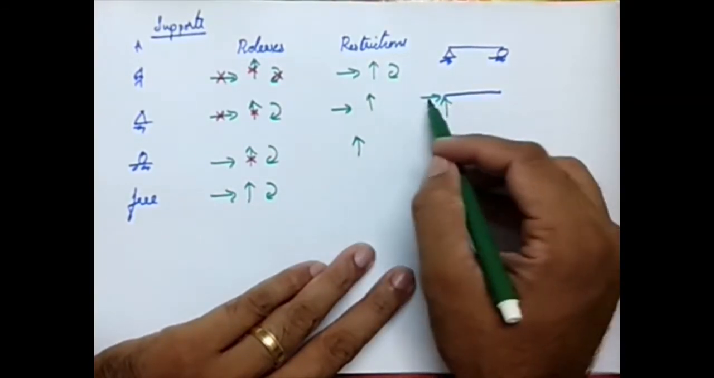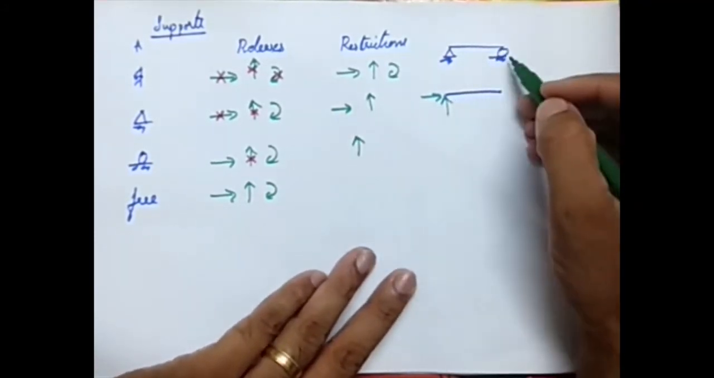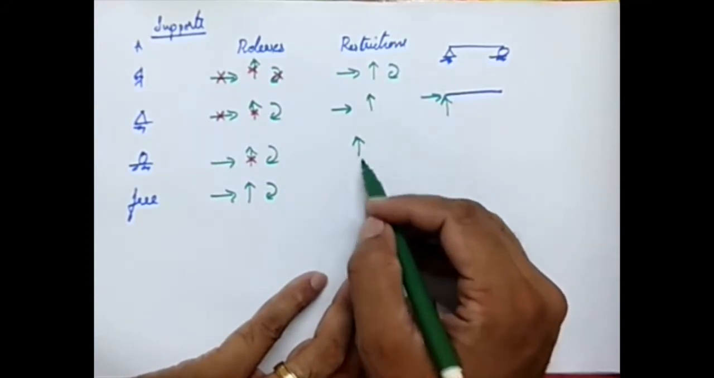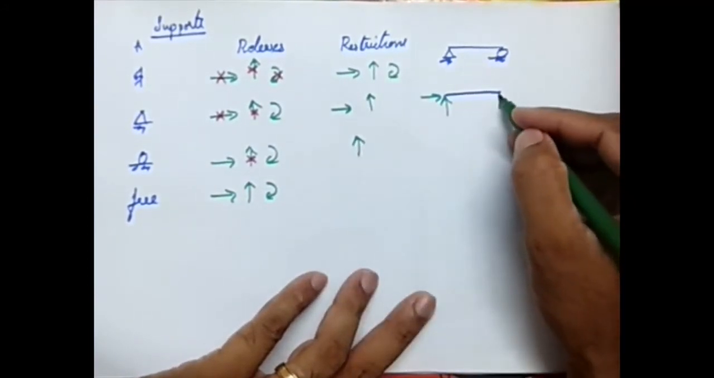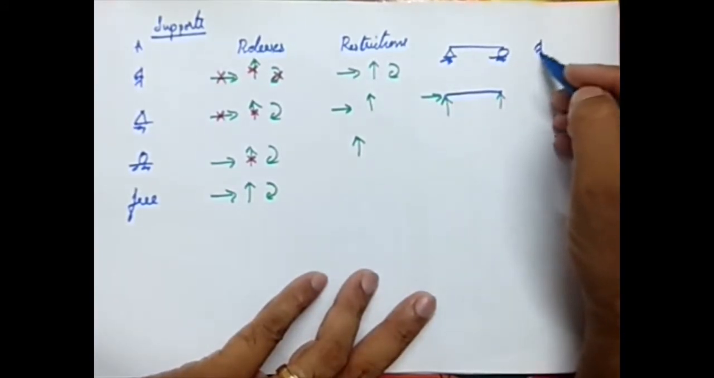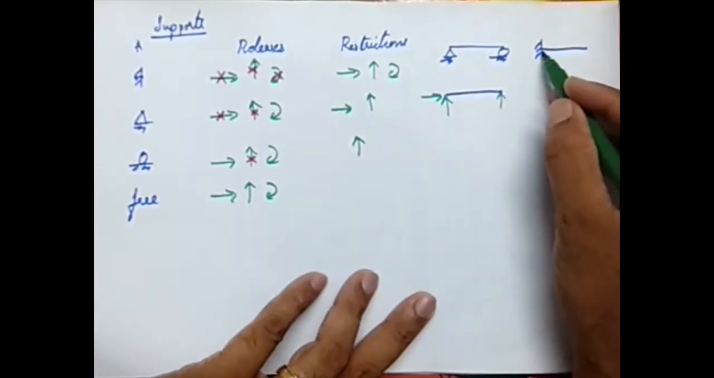Whatever is restricted will get converted into reactions. This is a roller, and in the roller you know that the only restriction is in the vertical movement, so you are going to have only one reaction. Similarly, if you are considering a cantilever beam, you can see that this is the fixed end.